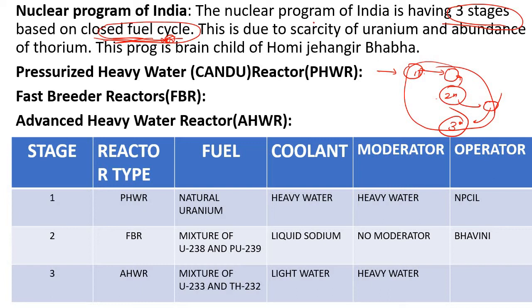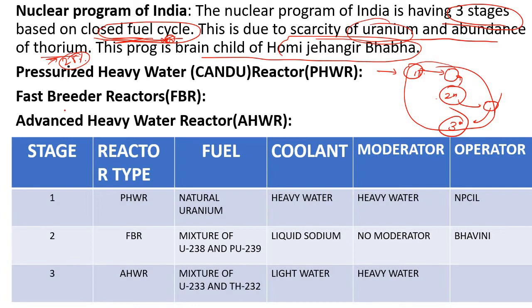So the nuclear program of India has 3 stages based on a closed fuel cycle. This is due to scarcity of uranium and abundance of thorium. This I already discussed. We have very little uranium reserves, but we have almost 25% of the world's thorium reserves. So we want to utilize this thorium. That's why we designed the 3-stage program, and this program is the brainchild of Homi Jehangir Bhabha.